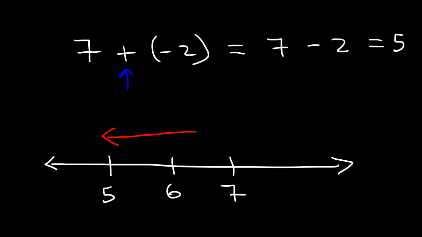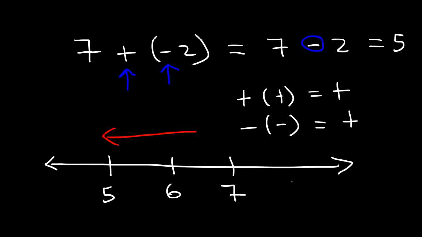A positive times a negative will give you a negative sign. If you multiply 2 positive signs, this will give you a positive number. If you multiply 2 negative numbers, you will get a positive number. But if you multiply a positive and a negative together, it will give you a negative number.